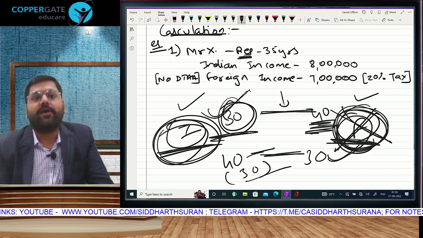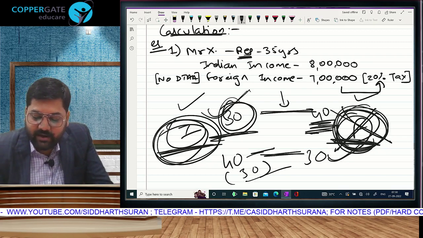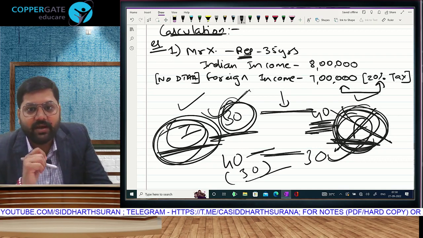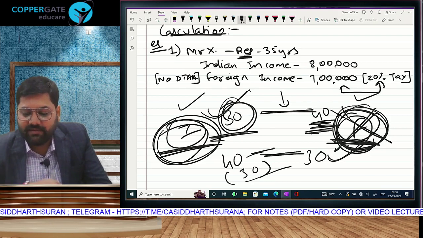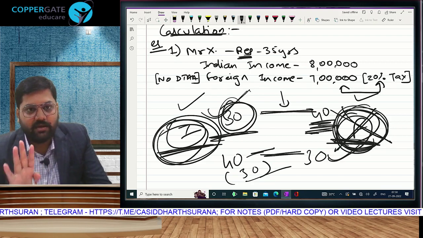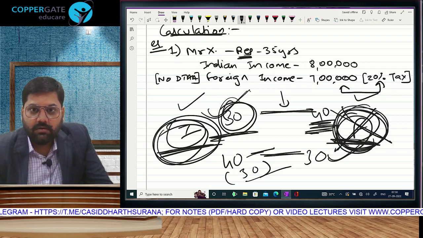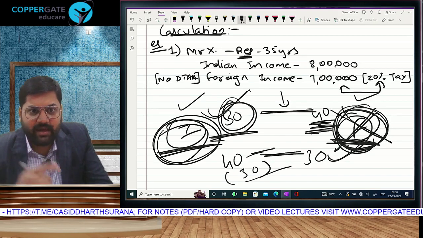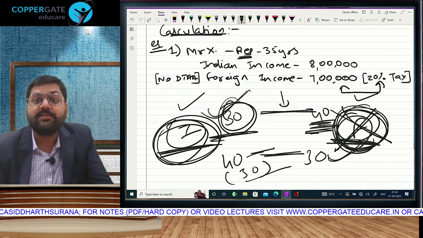As far as your foreign tax is concerned, now pay attention. Foreign tax can be calculated in 1 second. Do you agree with this? Foreign income is given. Foreign rate is given. If income and rate both are given and I apply 20% on 7 lakh, you know what? I have already got my foreign tax liability. But does my foreign tax liability directly become my relief? No.